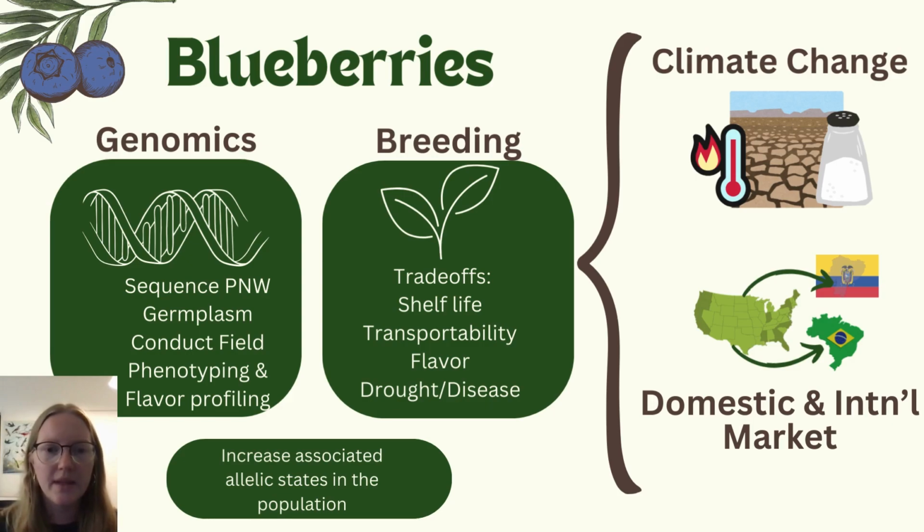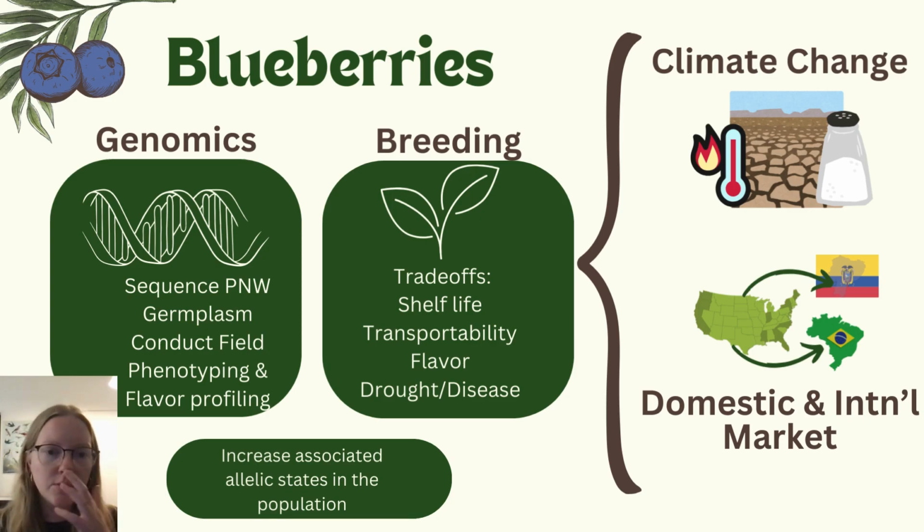as well as flavor profiling and metabolomics to understand what sorts of compounds are in the fruits themselves and how consumers react to them. From there, the idea is to find alleles and allelic states that are associated with beneficial traits of interest, and from there, increase the frequency of those beneficial allelic states in the population, and do so with a breeding approach that's mindful of different trade-offs. Perhaps there's a trade-off between things like shelf life and transportability and flavor or particular drought or disease pressure resistance.